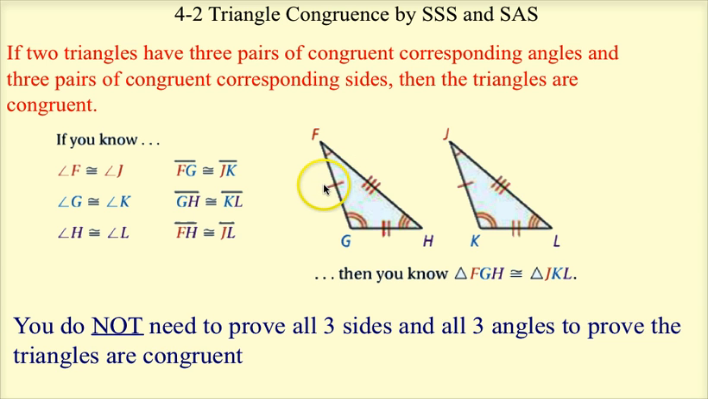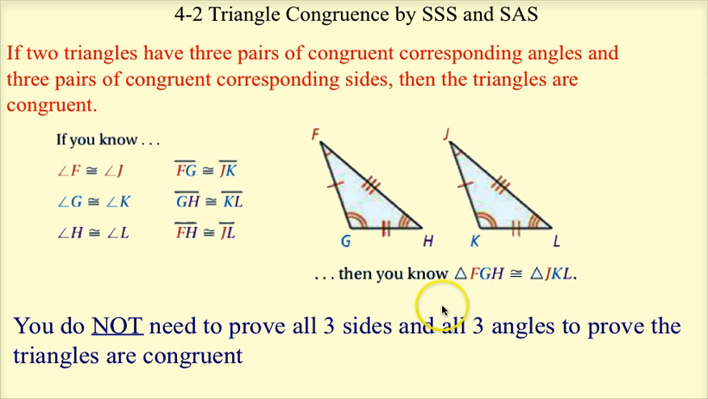and the sides that are congruent match up. So I have this little slash mark. FG is congruent to JK, they each have 1. FH and JL each have 3, so those are congruent. But if you know all three sides and all three angles, so if you have 6 things, then you know that triangle FGH is congruent to triangle JKL.